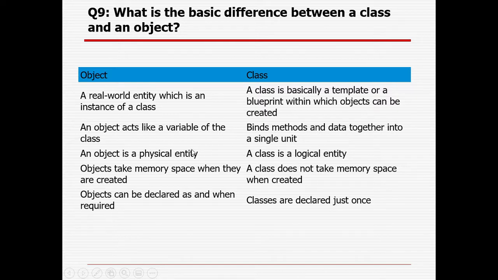So I want to give a simple example of object and class. Say Animal is a class, right?